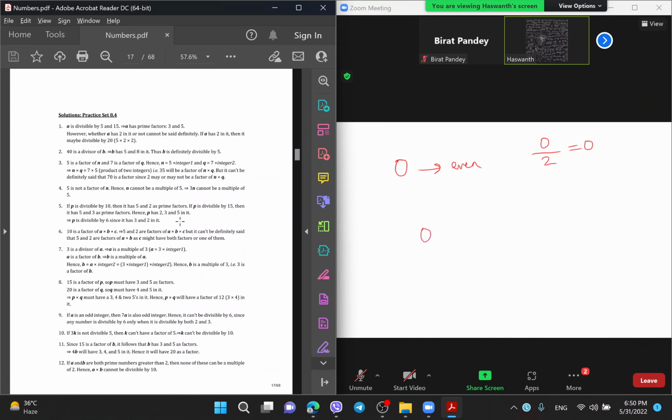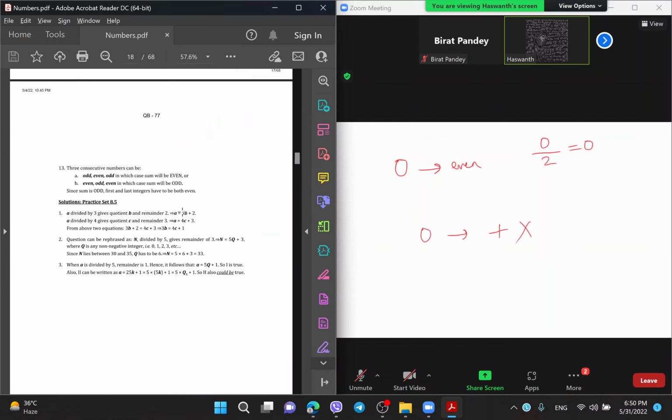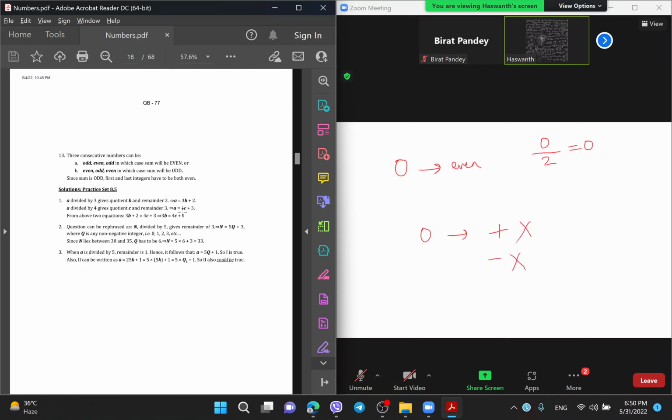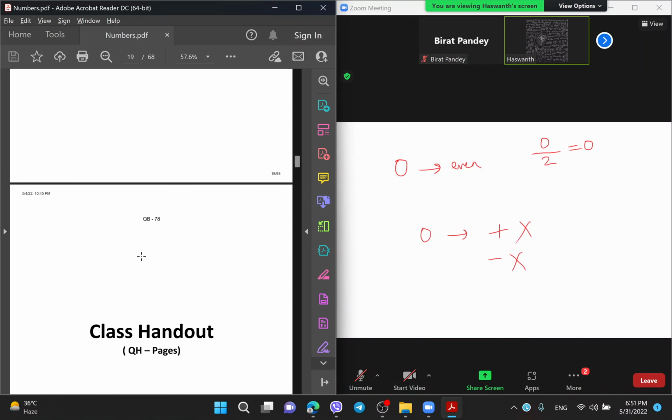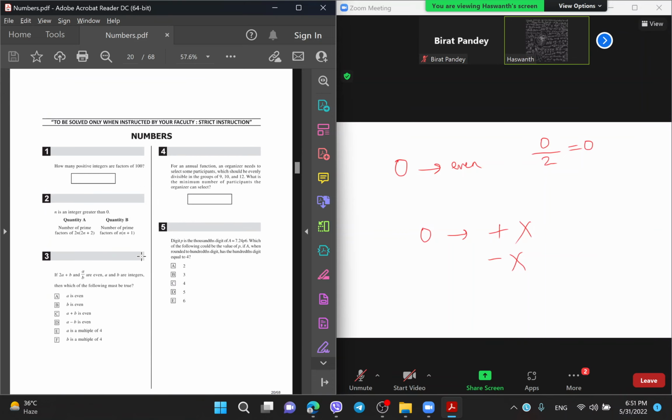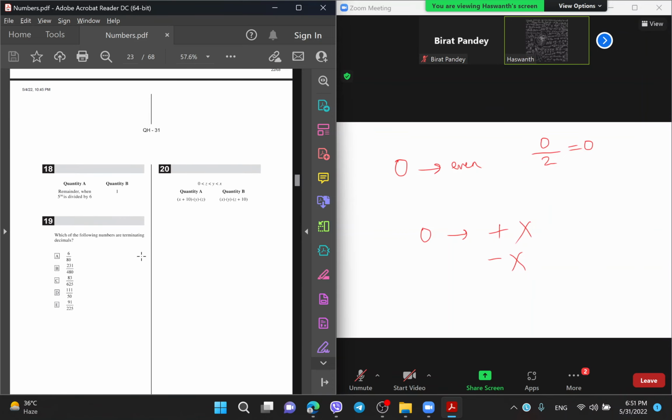Whereas under positive and negative, 0 is neither positive nor negative. When we say non-positive numbers, you have to consider 0 in that list. When I say non-negative numbers, in that list also you have to consider 0. 0 is neither positive nor negative.